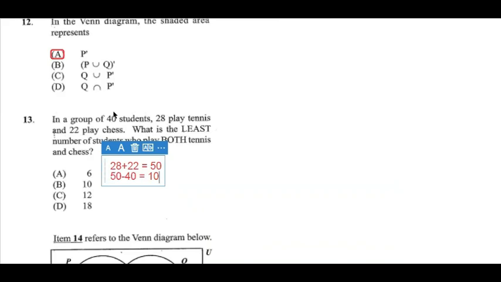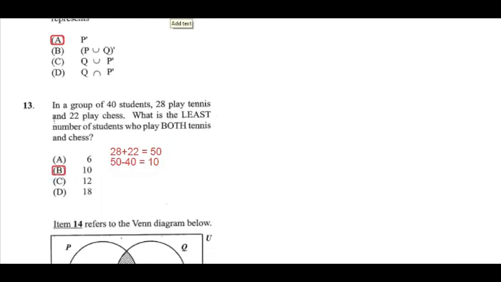which is the amount of students that play both tennis and chess. So all we need to do is just a simple subtraction of saying this 50 that we got minus the total amount of students, which is 40, and that is equal to 10, and therefore answer 13 is B, which is the amount of students that play both tennis and chess. And we're moving right along.